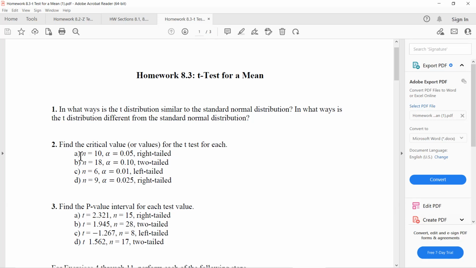Okay. If n is 10, one of the things I need to know to find my critical value is the degree of freedom. What is my degree of freedom for letter 2A? I don't know. Degree of freedom is always n minus 1, okay? It hasn't changed. So remember here that your degree of freedom is n minus 1.